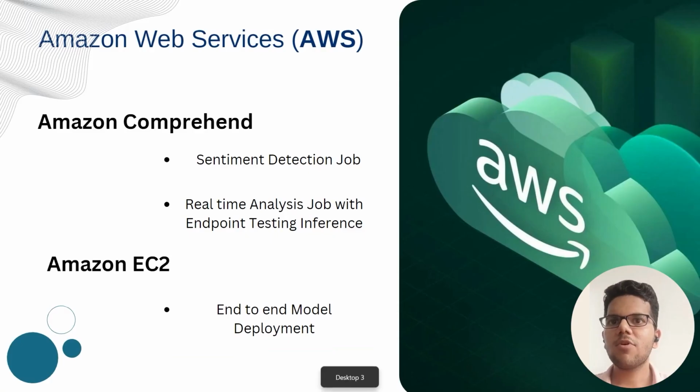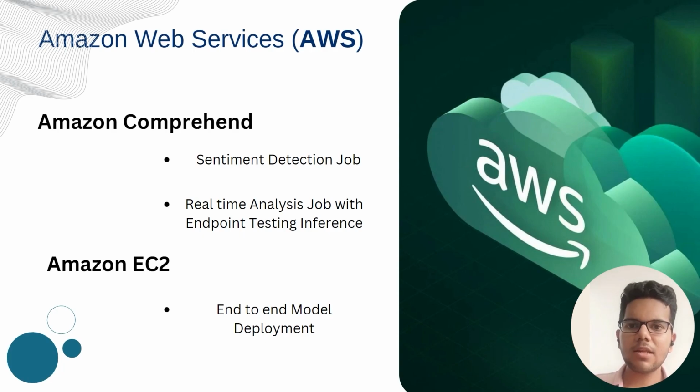So now let's move on with Amazon Web Services. Amazon Web Services consists of the two services that we have used. Firstly, Amazon Comprehend, which consists of the sentiment detection job and the real-time analysis endpoint with testing inference, and Amazon EC2 with end-to-end model deployment.